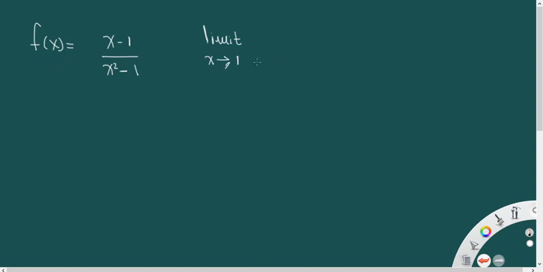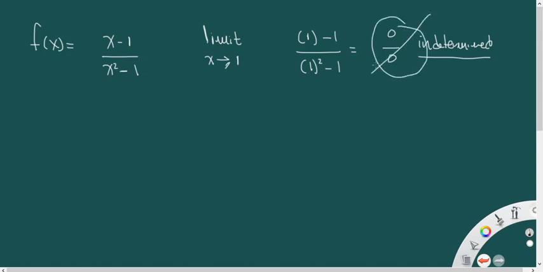So if we do this, substituting the number 1 in the function, we will see that we have 1 minus 1 divided by 1 squared minus 1, that is equal to 0 over 0, and this is an indetermination. So this is indeterminate, and we are not allowed to do this. So how can we proceed to solve this problem?